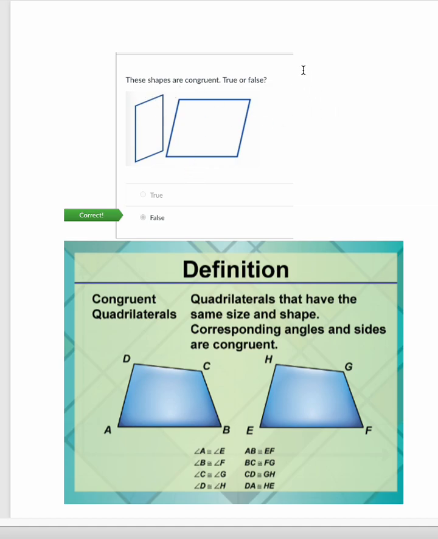So, as a general rule of thumb, if no such information is given to you, just by looking at the shapes, you cannot say that they are congruent. All right, so that's why you should choose false.